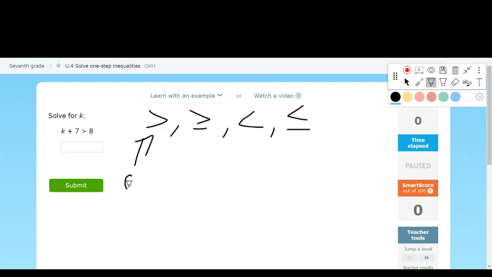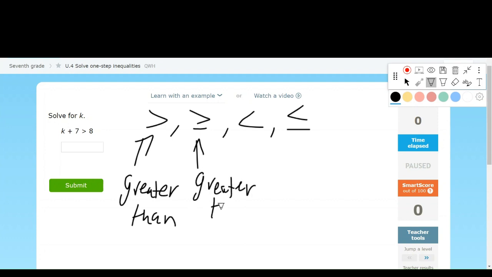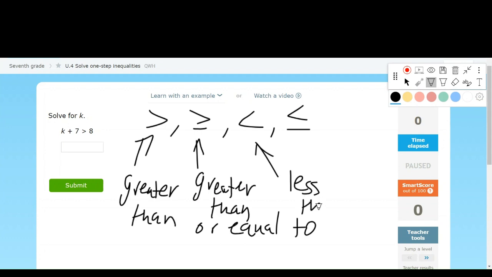The first one is greater than. The second one is the same thing but with the horizontal line. And when you see that horizontal line, I want you to think "or equal to." Third one is less than. And the last one, you can probably guess, less than or equal to.